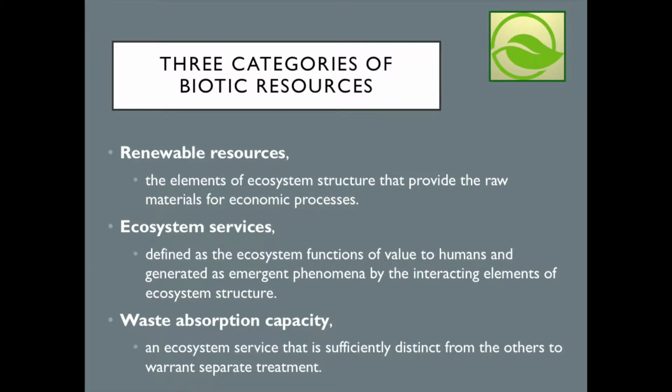In this lecture of Part 2, we will focus on three basic categories of biotic resources. First are renewable resources, the elements of ecosystem structure that provide the raw materials for economic processes. Second are ecosystem services, defined as the ecosystem functions that are of value to humans and generated as emergent phenomena by interacting elements of the ecosystem structure. And finally, waste absorption capacity, an ecosystem service that is sufficiently distinct from the others to warrant a separate treatment. We will discuss each here in Part 2, beginning with renewable resources.